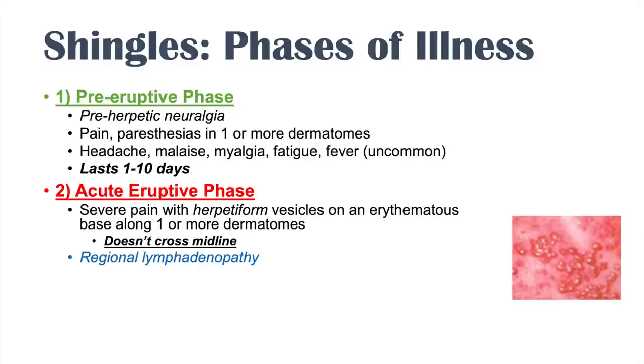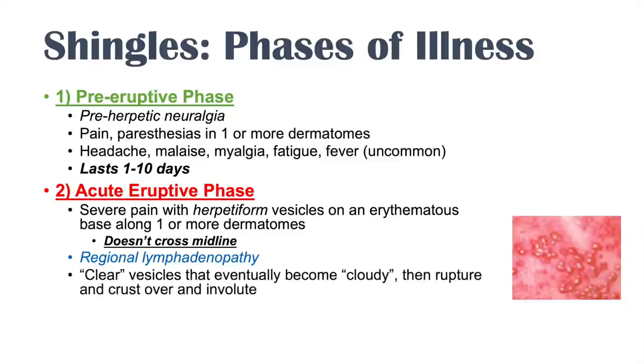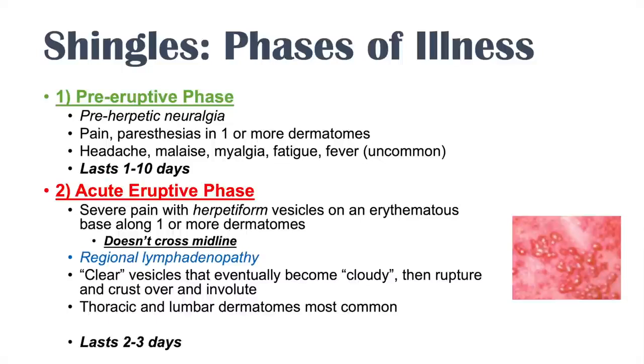We can also see regional lymphadenopathy. Just because of the inflammation in that area, we might see some increased lymph nodes. The vesicles themselves will erupt. They will be described as clear at the beginning, that eventually become cloudy. After becoming cloudy, the vesicles then rupture and then crust over and involute. So you get these crusty lesions afterwards. The thoracic and lumbar dermatomes are the most commonly affected. So thoracic, up near the thorax, lumbar, so anywhere near the abdomen or lower waist area, all can be affected. This phase generally lasts 2 to 3 days.